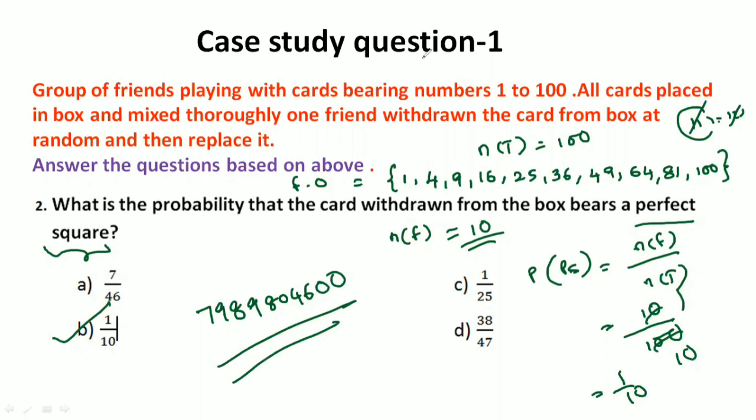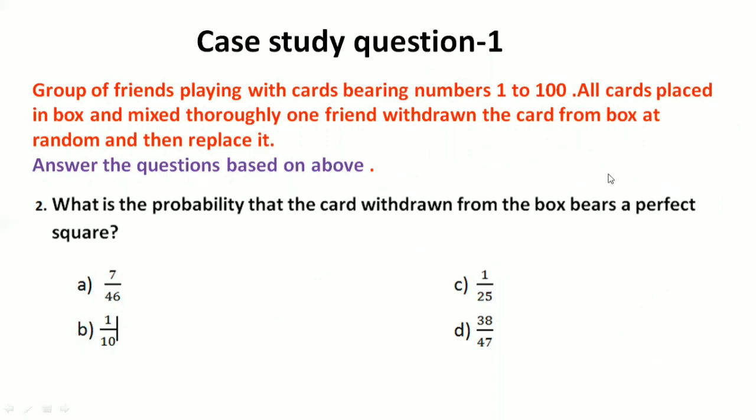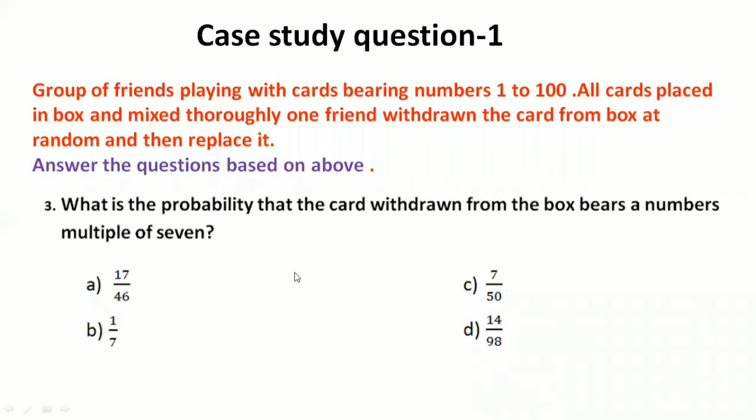Now, let us go to the next problem. What is the probability that the card withdrawn from the box bears a number that is a multiple of 7? Same as, my dear students, in the previous problem where we arranged all the perfect square numbers, we need to arrange all the multiples of 7 up to 100.